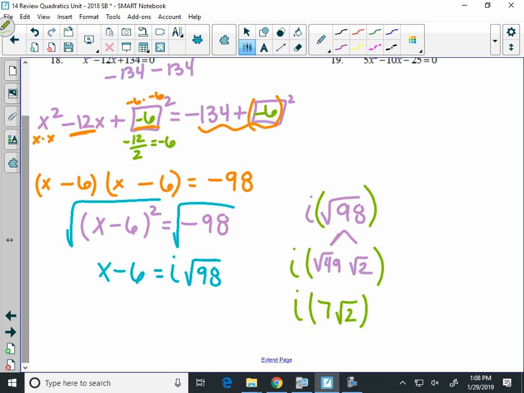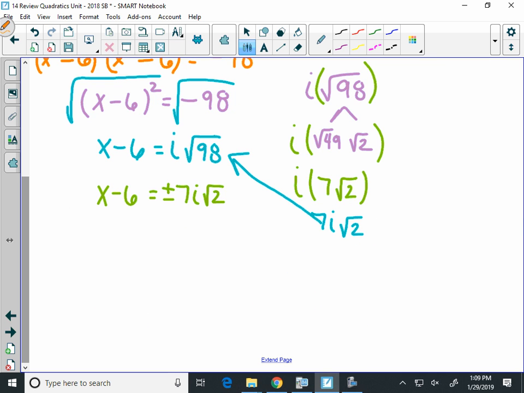And then we have to multiply. We're going to do i times 7, which is 7i radical 2. So this now replaces that. So we're going to get x minus 6 is equal to 7i radical 2. But we took the square root, so we have to remember to put our plus or minus sign.